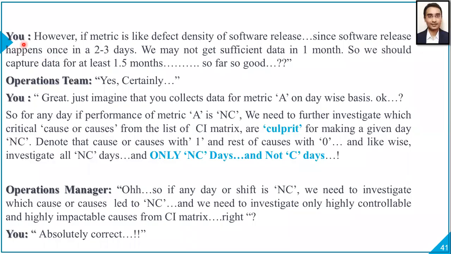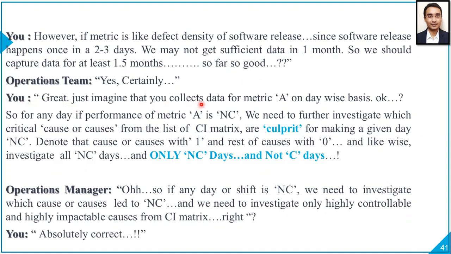You continue. However, if the metric is like a defect density of software release, since software release happens once in 2 to 3 days, we may not get sufficient data in 1 month. So we should capture data for at least 1.5 months, right? Because we should have a sufficient number of data points. So that's what we're supposed to do. So far, so good, operations team? Yes, certainly. You continue. Great.